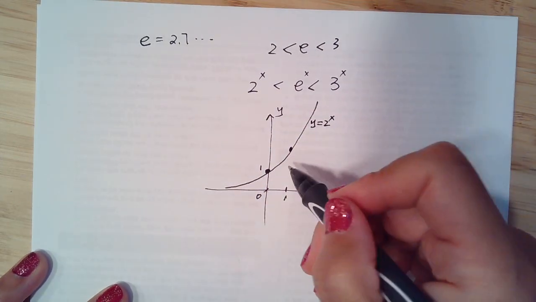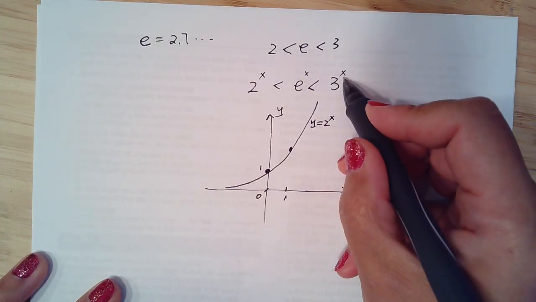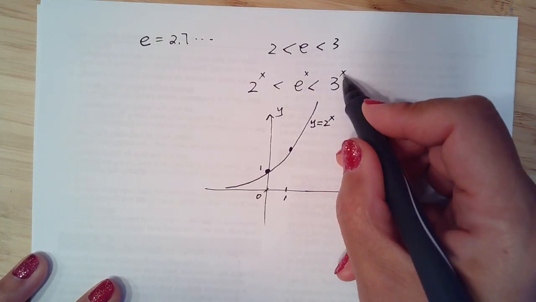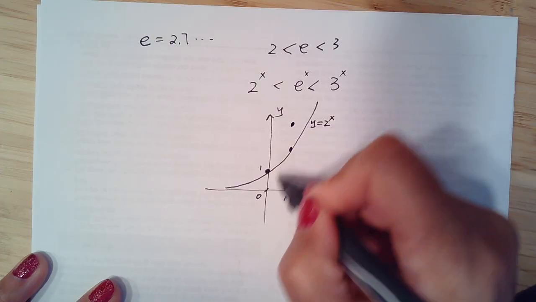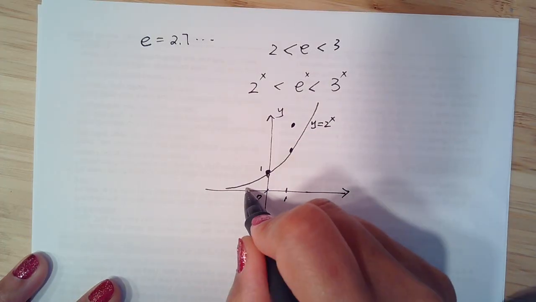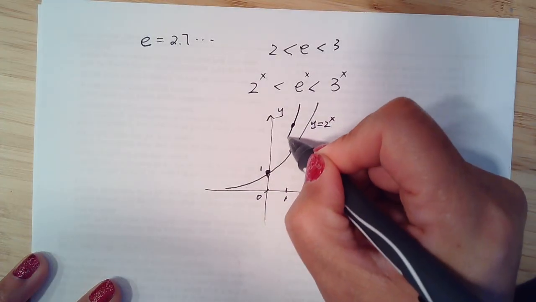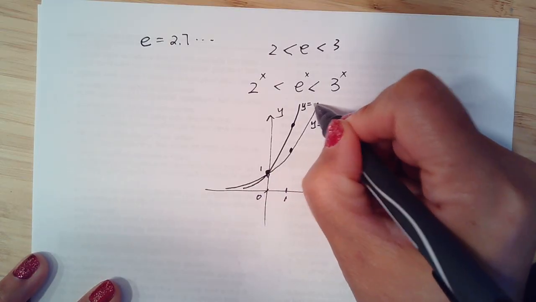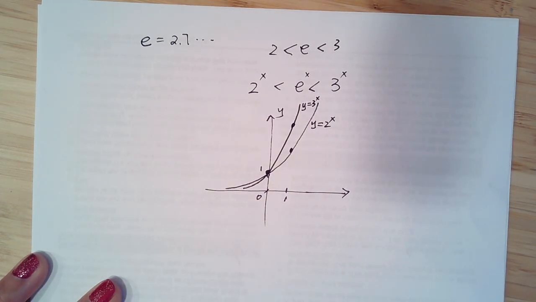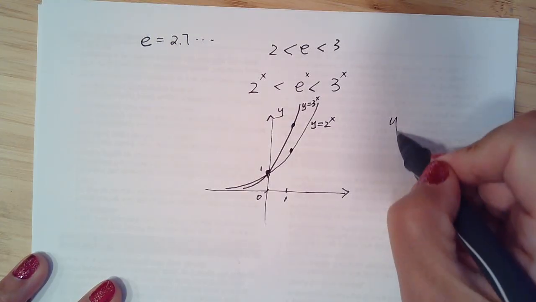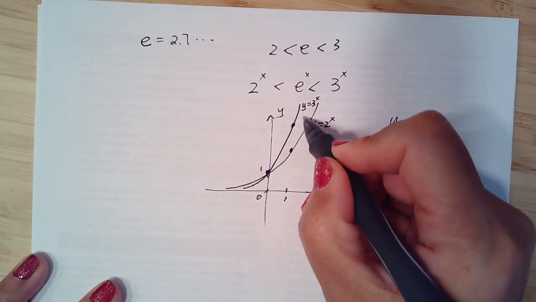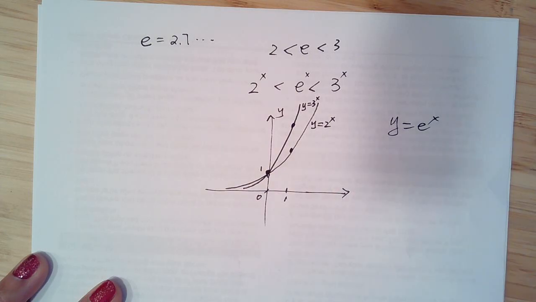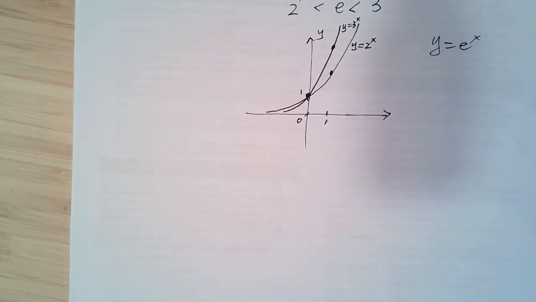Now, what about 3? When x equals 0, here is also 1. When x equals 1, that's a 3 here. And when x equals negative 1, I get 1/3. So this is my curve for y equals 3 to the x. What about y equals e to the x? It's going to be some curve right in between these two. If you want to use the graphing calculator, then you can see the detail.